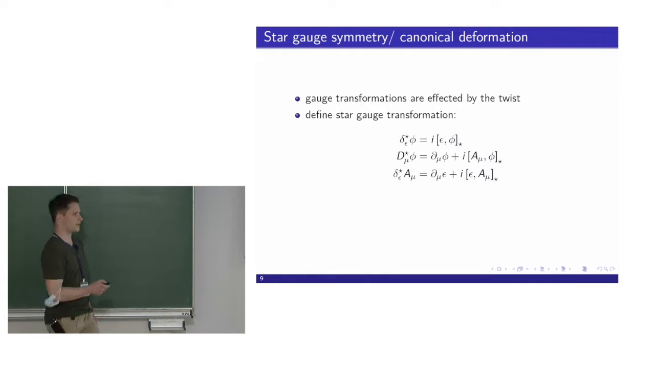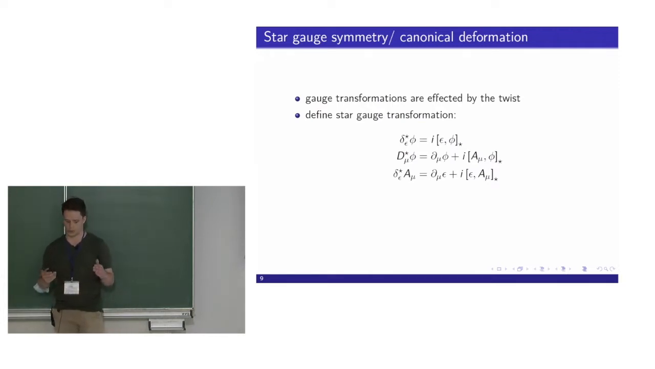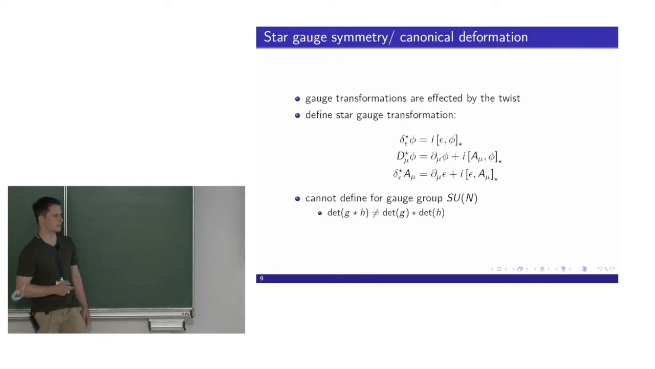Okay, so with this construction it can be shown that we can just deform a given action by replacing products by star products, and this star gauge transformation actually leads to gauge invariant actions. So there's a little caveat.